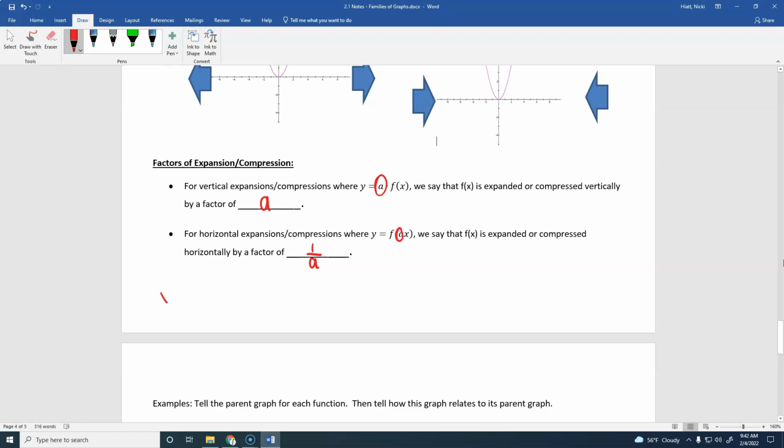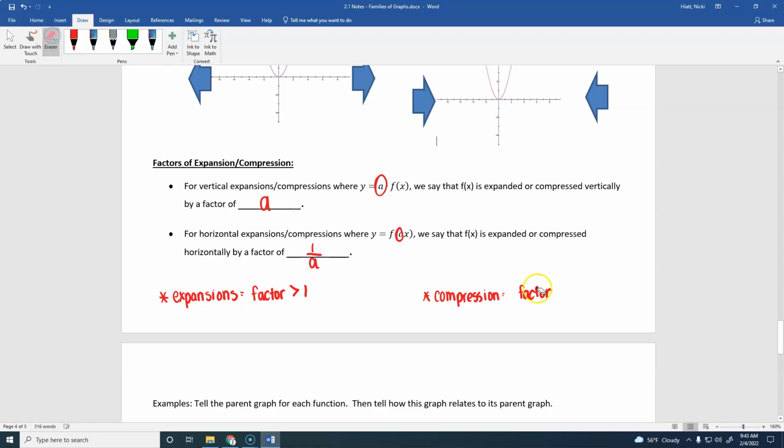Okay, you might want to make yourself a note here. Expansions: it does not matter if it is vertical or horizontal, your factor should be greater than 1. So it should be bigger than 1. And if you have compression, your factor should be between 0 and 1.